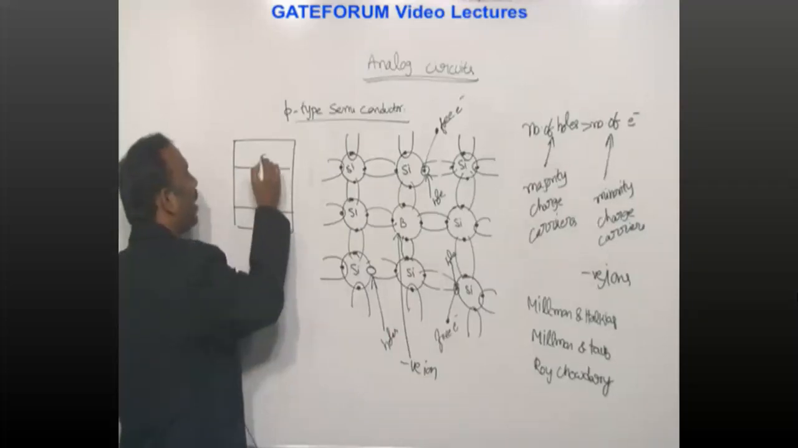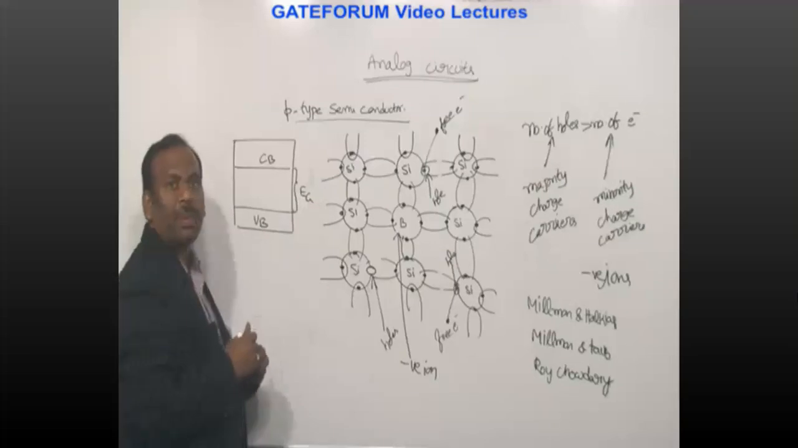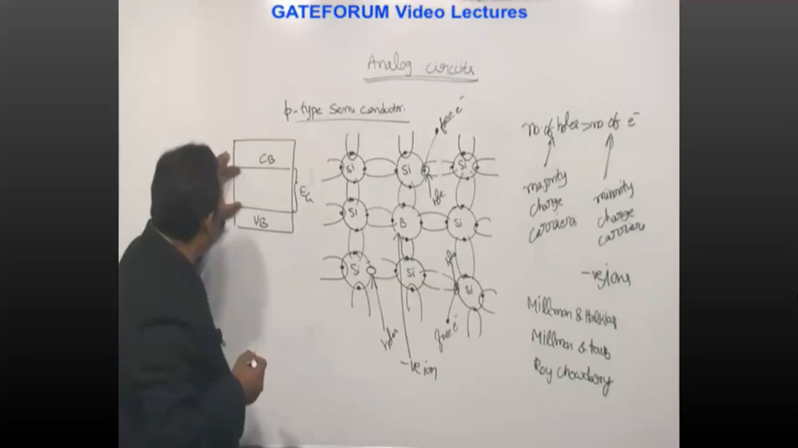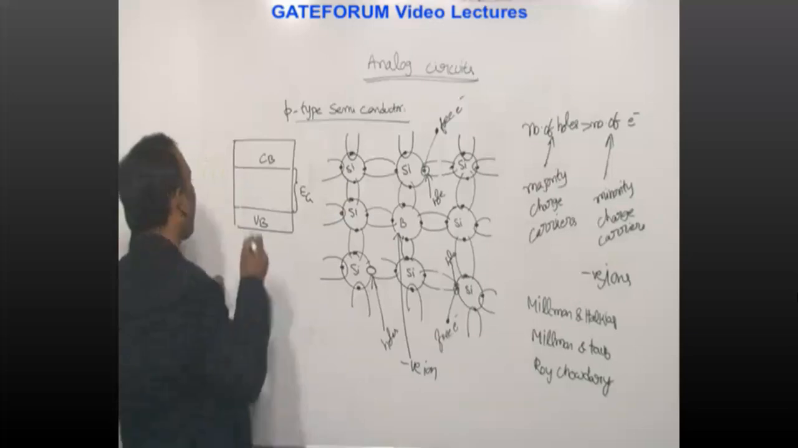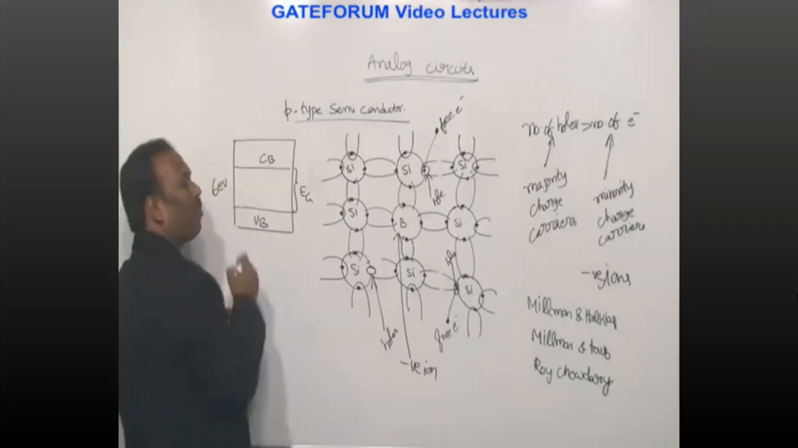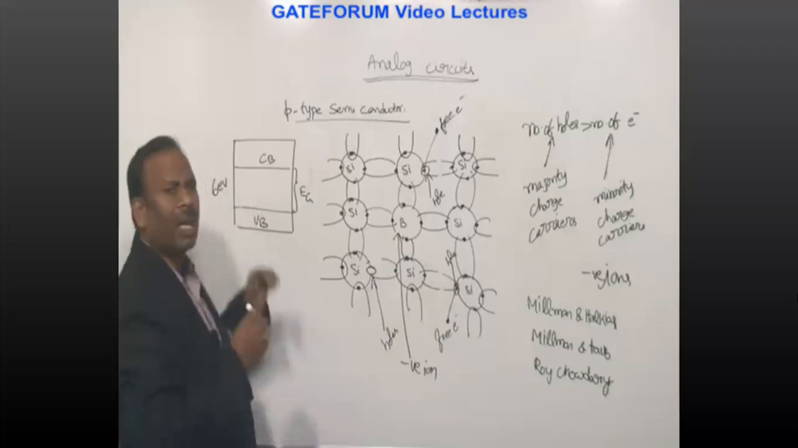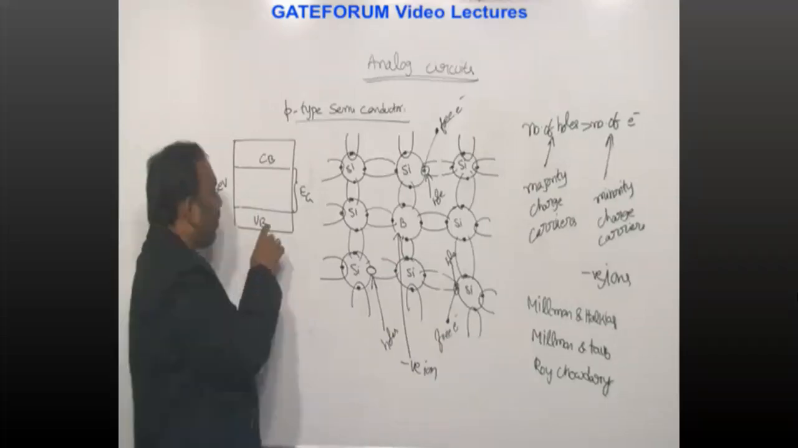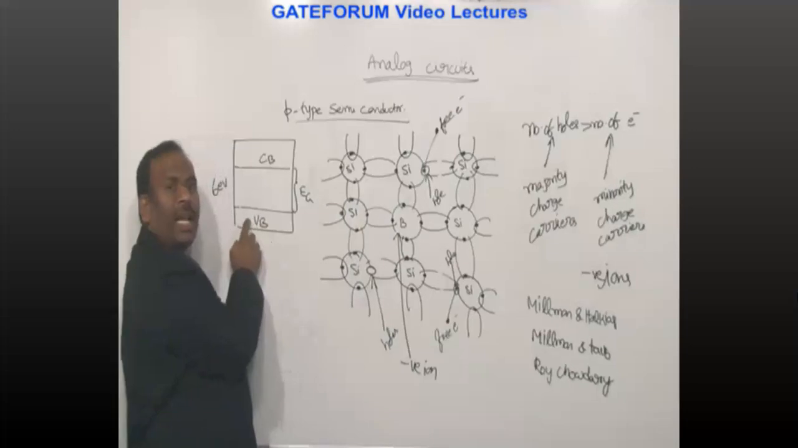This is the valence band, this is the conduction band, and this is called the forbidden energy gap. For insulators, this gap is very large, approximately 6 electron volts. Now what is the meaning of valence band, conduction band, forbidden energy gap? The valence electrons will be in these energy levels.